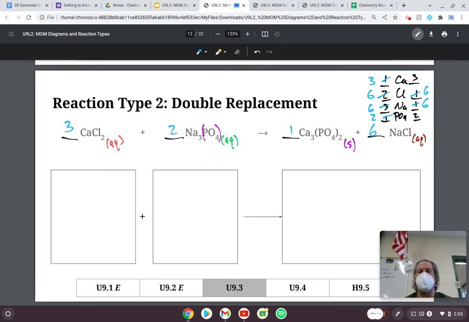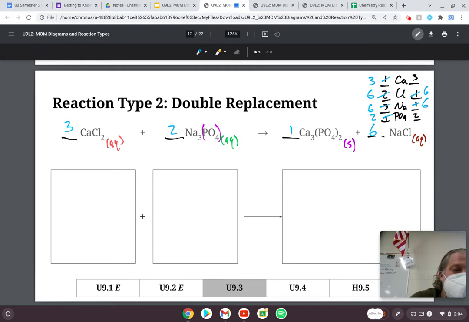But yeah. So now the next thing that we need to talk about is how do we draw the MOM diagram for this? When we draw the MOM diagram, what we end up doing is, MOM diagrams are really designed to show number of atoms, but also states of matter. And in this case, it's really hard to show the state of matter if you're only going to draw one of something, like in this case, Ca3(PO4)2.